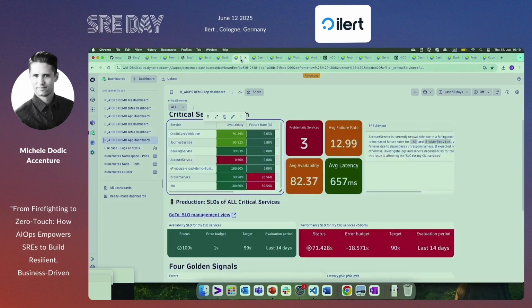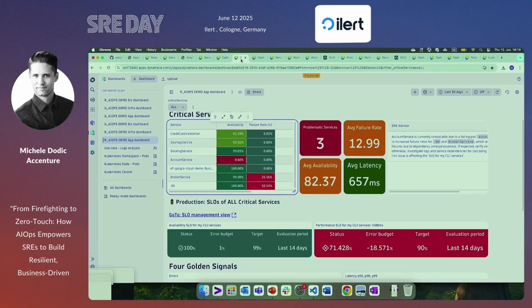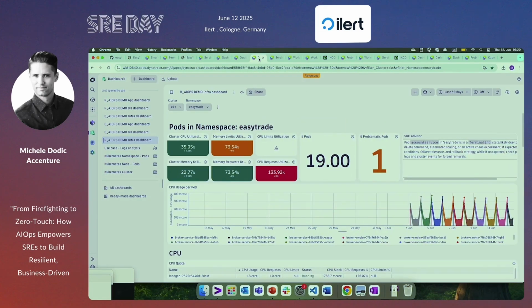If I go to the service dashboard, I can see directly which services are affected. The account service, obviously, because its availability is down, and other services are affected because they're not getting any response from the account service. I see that some of my SLOs are affected. The same is explained by the SRE advisor. And this is the infrastructure side. I have 20 pods, one problematic pod, and the SRE advisor is telling me, hey, EasyTrade is in a terminating state.